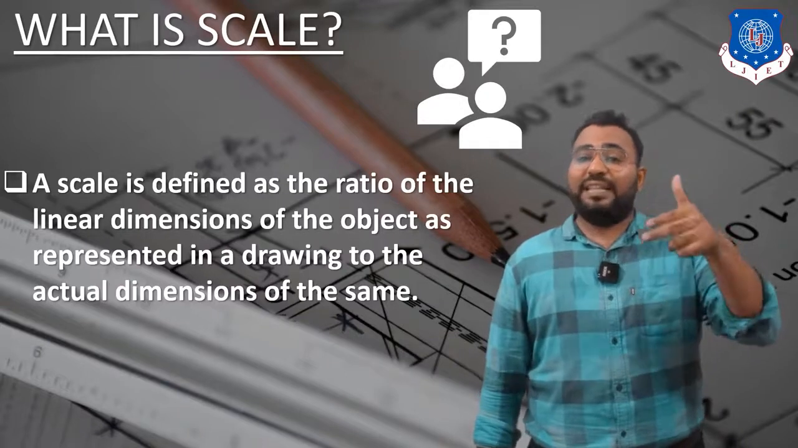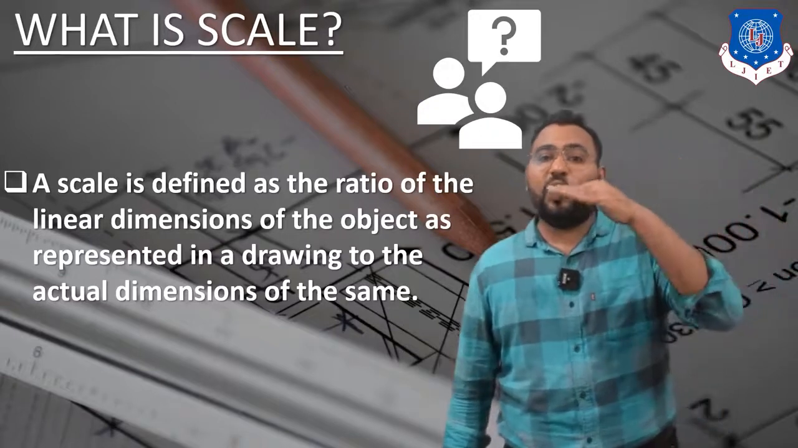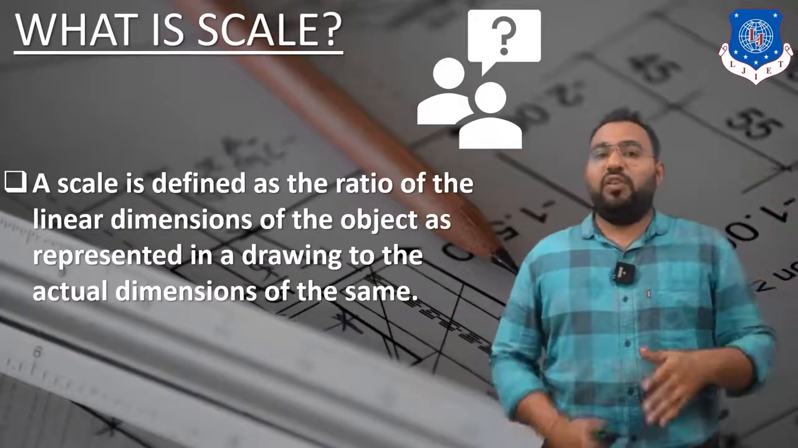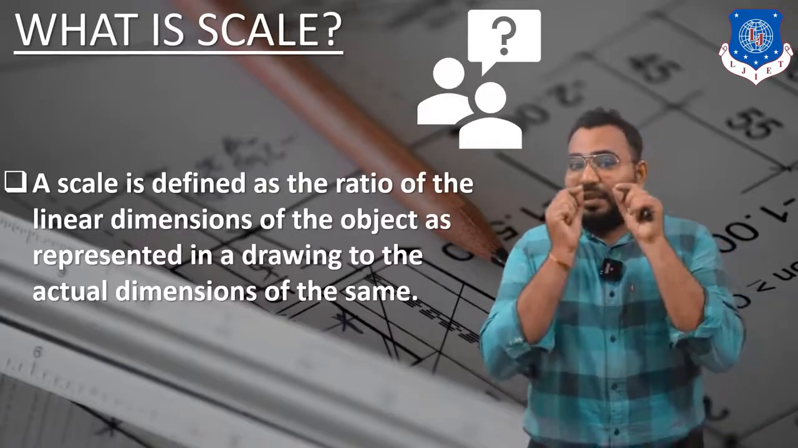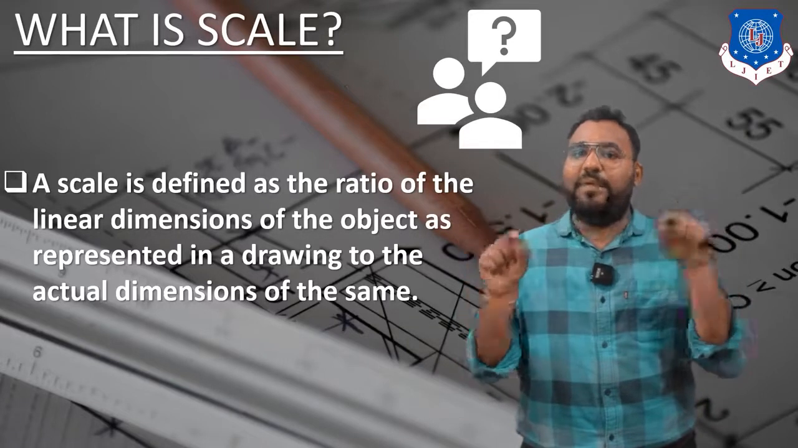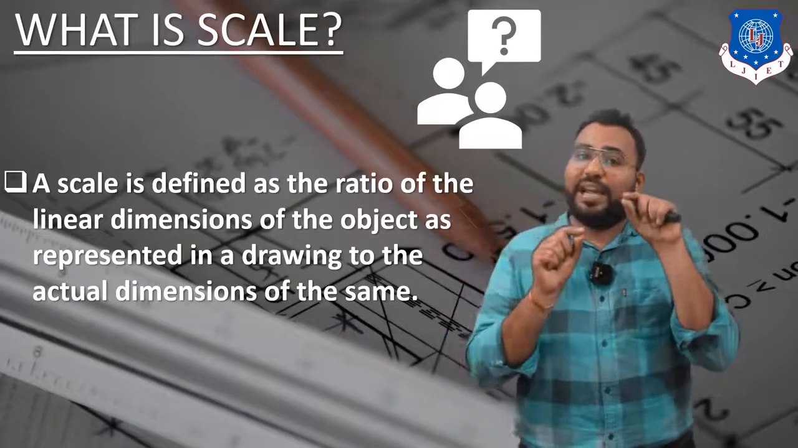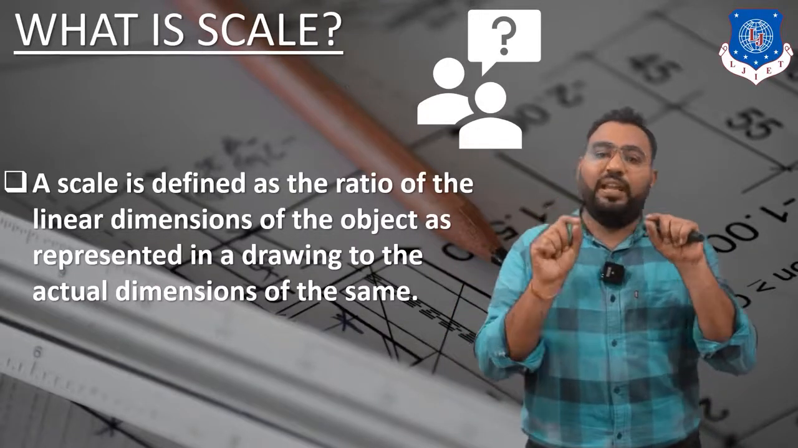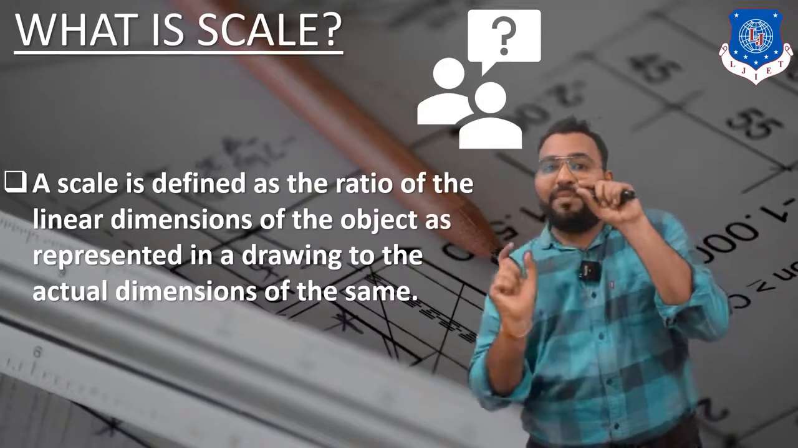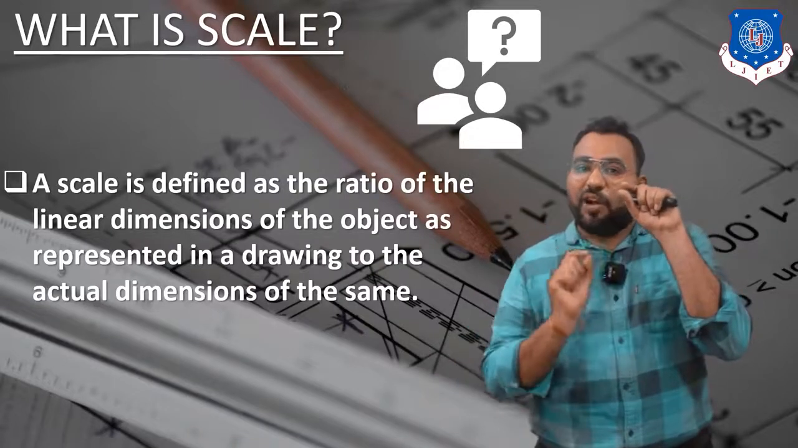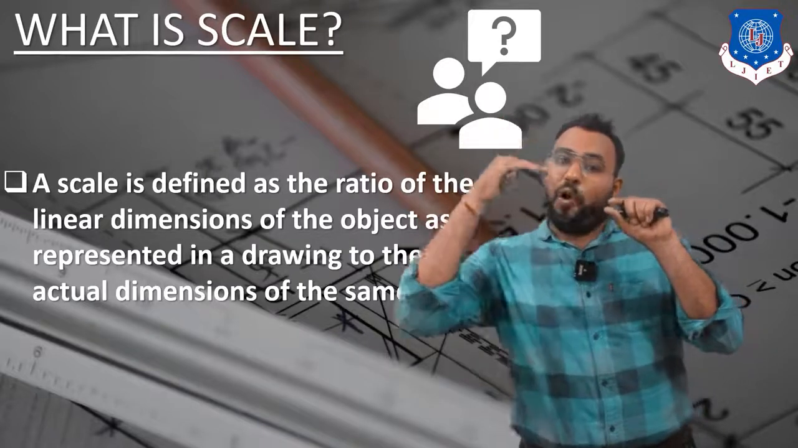As we see in the definition, a scale is a ratio of linear dimension of the object as represented in drawing. So what is the linear dimension of the object in drawing? The actual dimension of the line is 1000 centimeter, but I am showing it by a line of 10 centimeter in the drawing book. So the drawing dimension is 10 centimeter to the actual dimension of the same. What is the actual dimension? It is 1000 centimeter. So scale is equal to drawing dimension upon actual dimension.